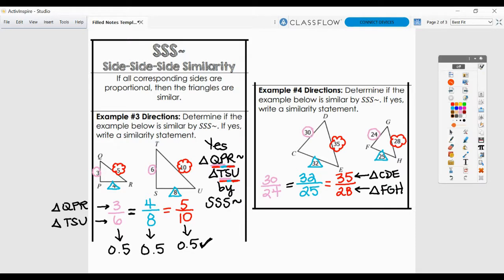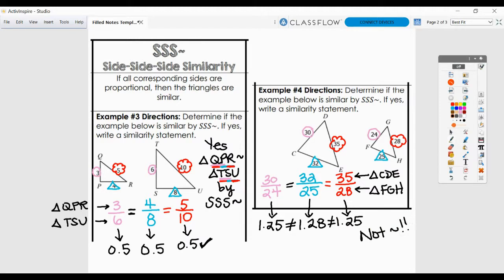We go ahead and then do our division of each ratio here to see if we get the same decimals across the board. When I do 30 divided by 24, I end up getting 1.25. When I do 32 divided by 25, I get 1.28. When I do 35 divided by 28, I get 1.25. Two of them are the same, but not all 3. So these ones would not be similar.